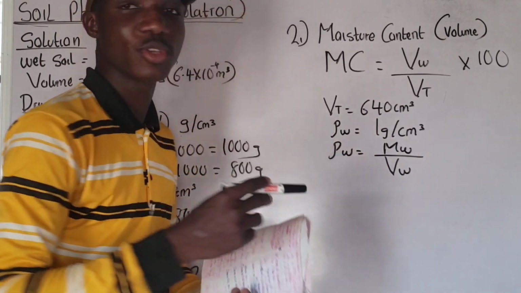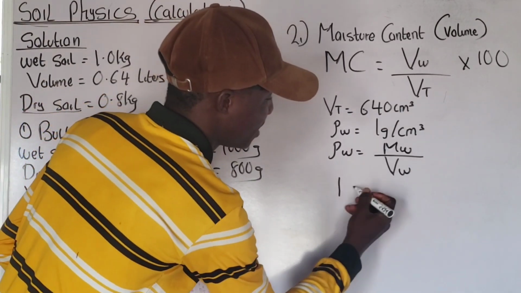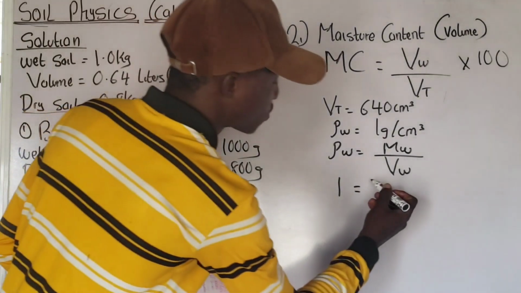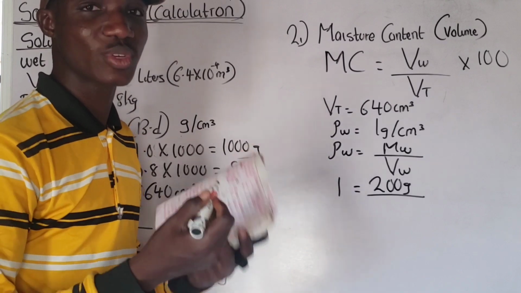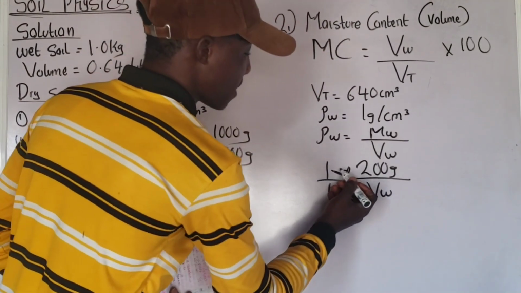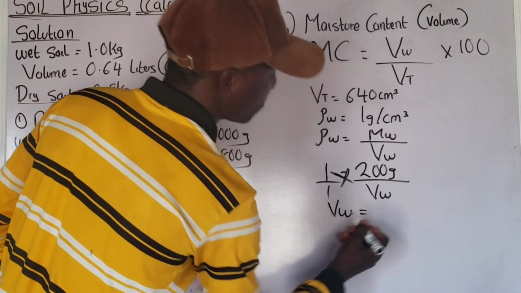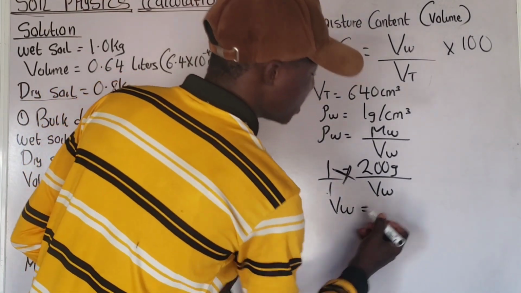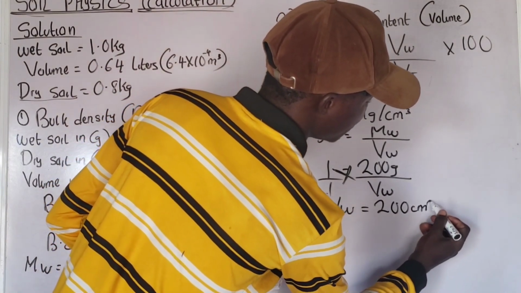Now, from this formula, I'm going to determine the volume of water. The density of water is constant, so 1 equals mass of water, which is already calculated, 200 gram, over volume of water. I don't know the volume of water; that is what I want to determine. So I'm going to put it here, volume of water. Now we cross multiply. Volume of water multiplied by 1 gives VW, which is volume of water. 200 gram multiplied by 1 gives 200. Since volume is in centimeter cube, I'm going to have 200 centimeter cube. That is the volume of water.